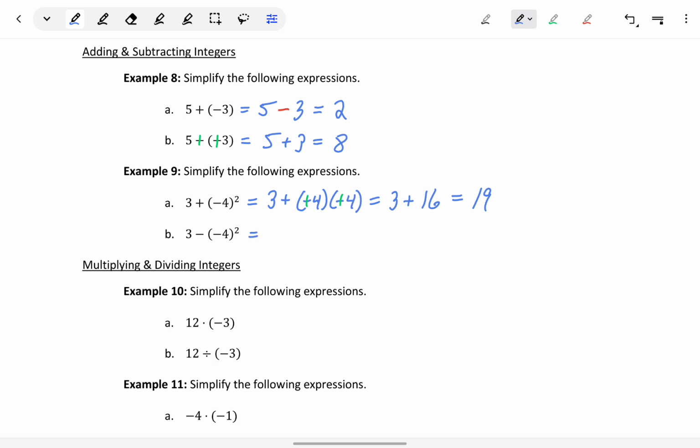In part B, what's different is now we're subtracting those two values. So we would still have 3, but then minus negative 4 times negative 4, which ends up being positive 16. So we get 3 minus 16, which will equal negative 13.